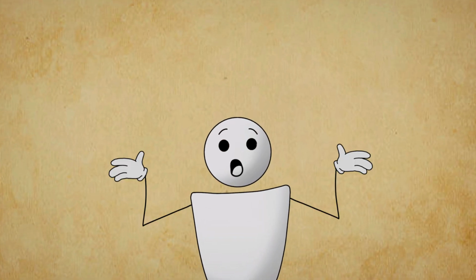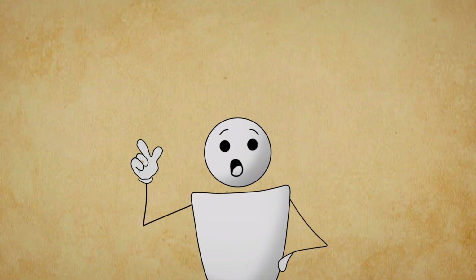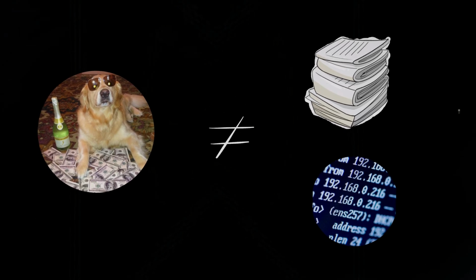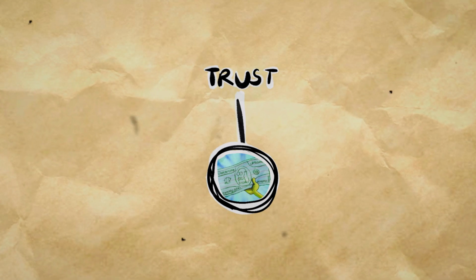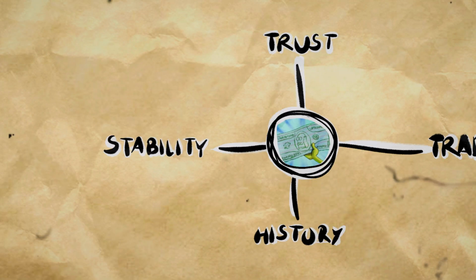So, why do currencies have different values? Because money is not just paper or numbers on a screen. It's a reflection of trust, trade, history, and stability. If your country is trusted, productive, and stable, your currency will likely be stronger. If it's unstable, full of debt, or keeps printing money, good luck.